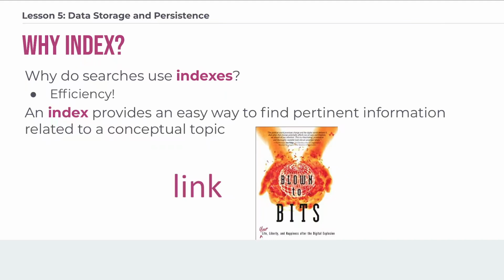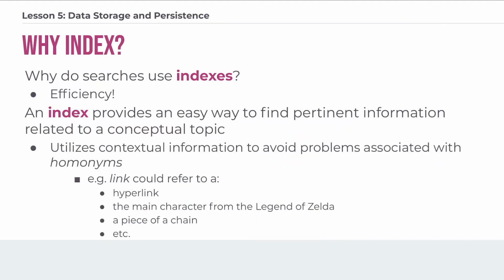So imagine that you needed to search for information about the word link in the book Blown to Bits. Obviously, the most efficient way to find it would be to go to the back in the index, look up links, and you might find a couple of different references, links used in a couple of different ways, and you'd select the way that you meant to use it, and you would find what page to go to find it.